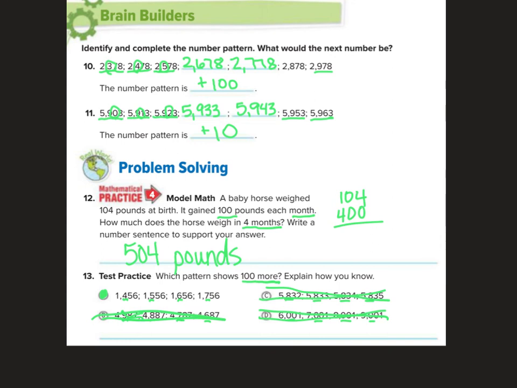So, how do I know? Because the hundreds place increases by 1 each time. And that shows 100 more.